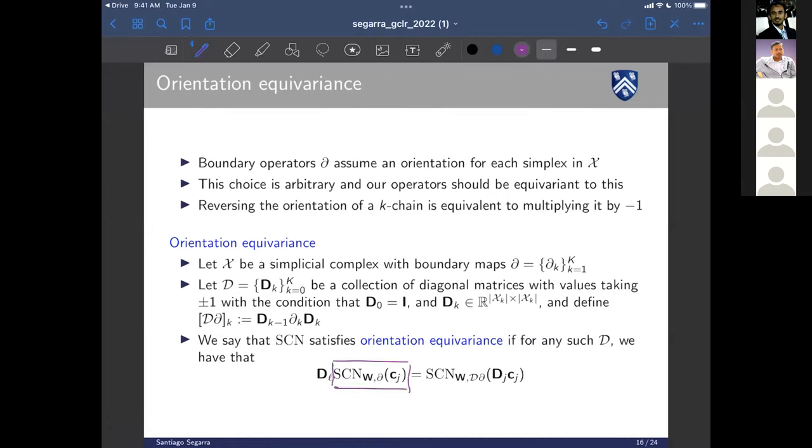If we have our Simplicial Complex Network, which is applied to some input Cj, and now what we grab is that Simplicial Complex Network applied to a reoriented Simplicial Complex, we just change the orientations, and we change the orientations of my input as well, right? So we change the 3 to -3 in a consistent manner with the reoriented simplicial complex, and we apply the same architecture. What we want to get on the other side is just a reoriented version of what we had at the beginning. In that way, we are sure that what we're constructing will not depend on our arbitrary orientation scheme. So this is the second property, orientation equivariance.